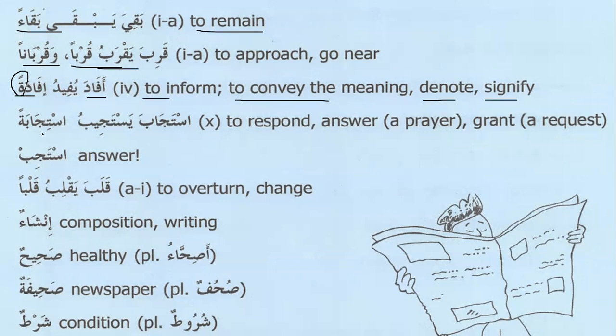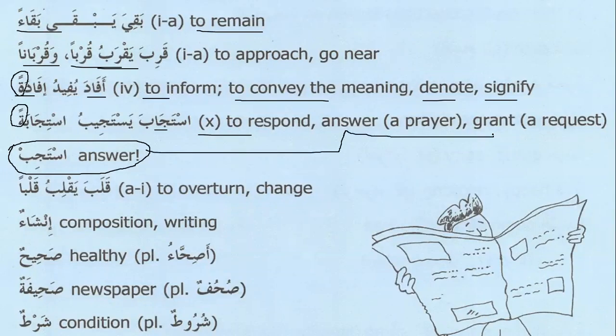Istajaba yastajibu istijabatan. Again, you can see here it has ta marbuta, even though this is not verb form number 4, this is verb form number 10. But the rule is the same. Whenever it is ajwaf, then it will take ta marbuta. The regular is istaghfara yastaghfiru istighfaran. But when it is istajaba yastajibu, when it is ajwaf, then it will be istijabatan. To respond, answer a prayer, grant a request. And that's why we say Ameen, Allahumma stajib. Oh Allah, answer the prayer or grant the request that we have requested.